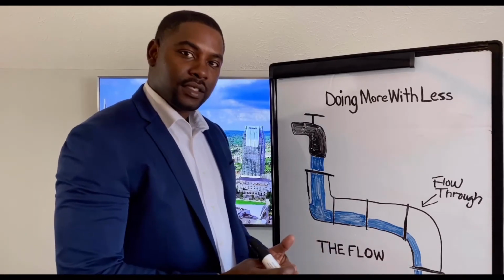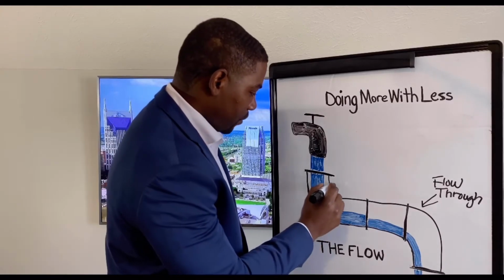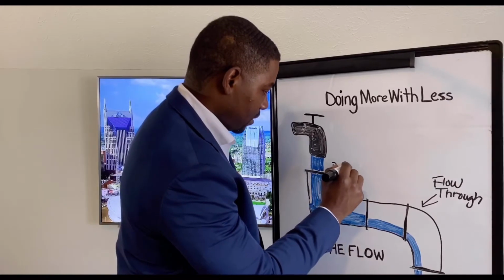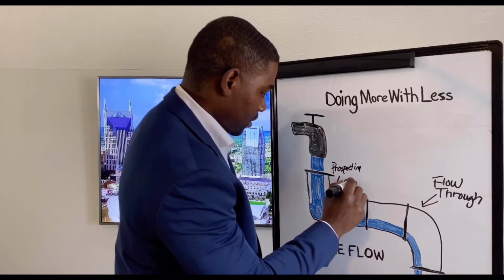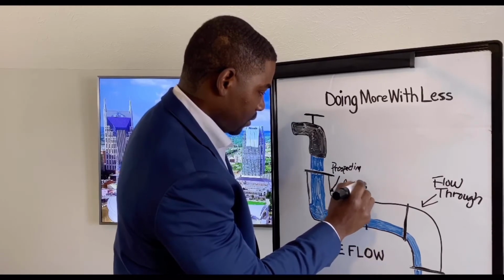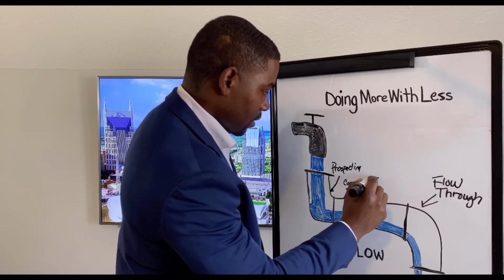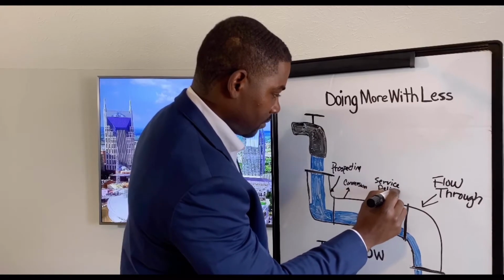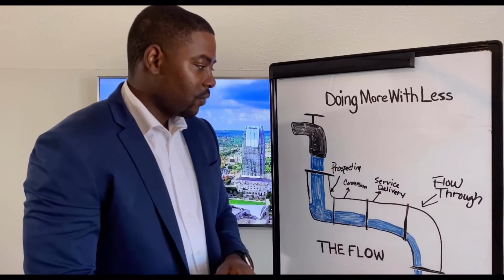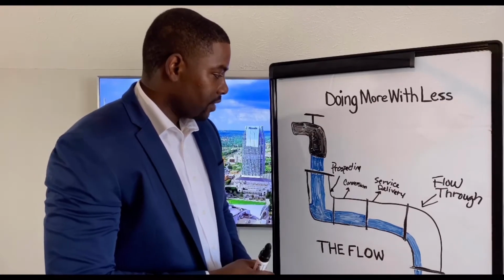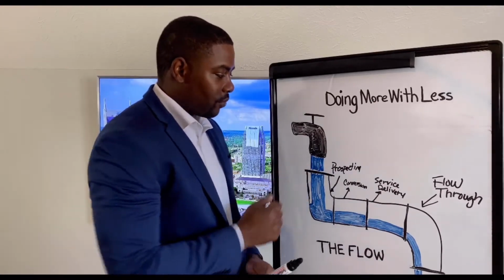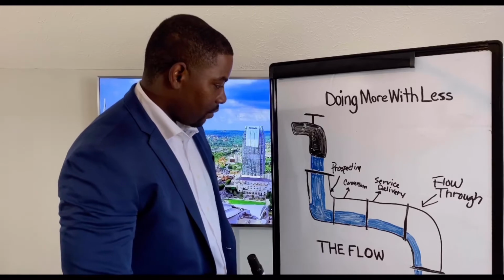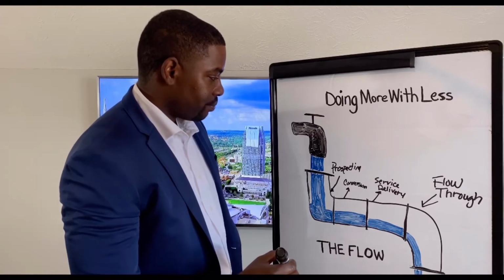And there are 4 stages in the flow, and the first one is prospecting, then conversion, then service delivery, and then when they become a client, the flow through. If you're like most advisors, this is where most of the clog is going to be in your business. And so typically, what are some areas where you're prospecting?